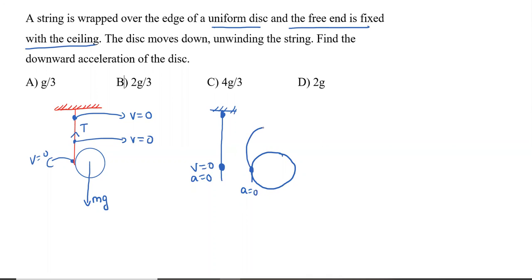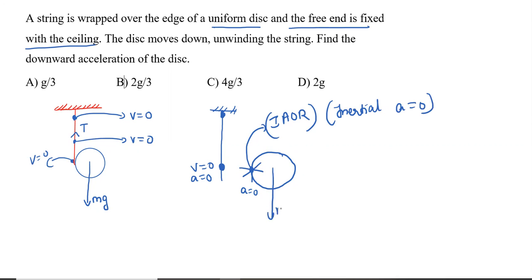If it has zero acceleration and zero velocity, that is your instantaneous axis of rotation. So it has zero acceleration and zero velocity. This is our instantaneous axis of rotation. So we can apply torque about IAR, as it is inertial. Inertial means acceleration is zero. So I am applying torque about IAR.